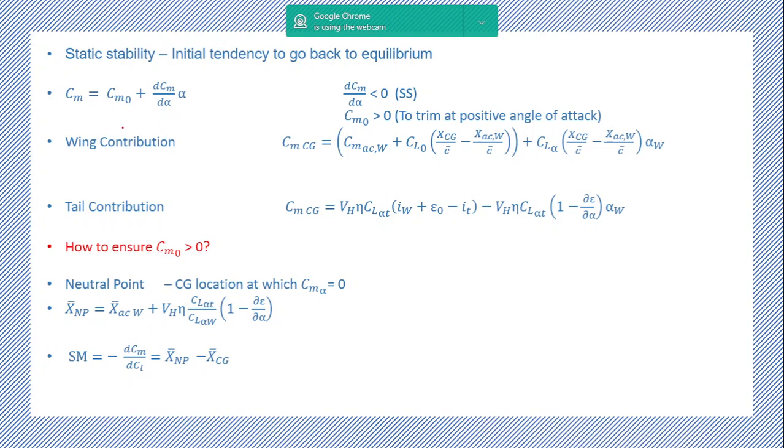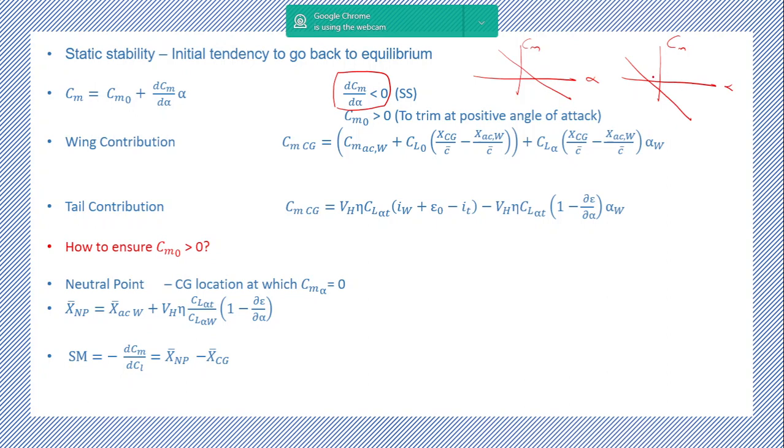And for static stability, like we had mentioned several times over the course of the few weeks, for longitudinal static stability, the only condition we have is that dCm by d alpha should be less than 0. So your graph should be something like this, Cm versus alpha. Another condition that we see is that Cm naught should be greater than 0. The only reason why this should be greater than 0 is to trim the aircraft at a positive angle of attack.